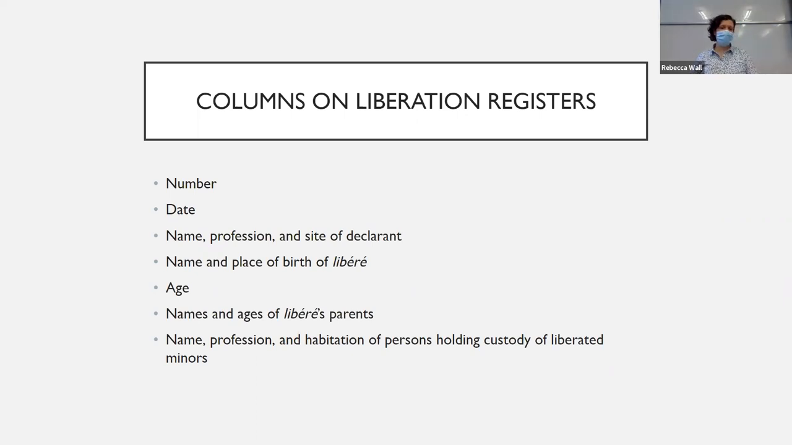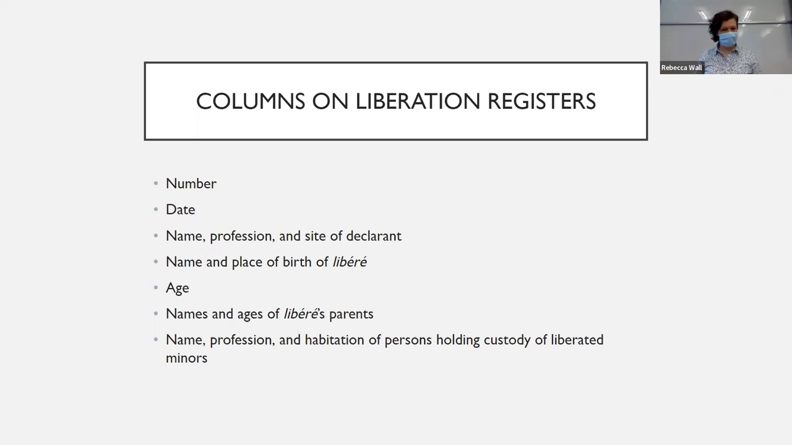The date that the person was put into the registers. Declarant is the person to whom the individual was approaching to have their name put in. This is often the procureur général or some official. Then where the individual obtaining liberation was born, their name, their age, the name and age of their parents, and also some information about minors who may be in the custody of another.